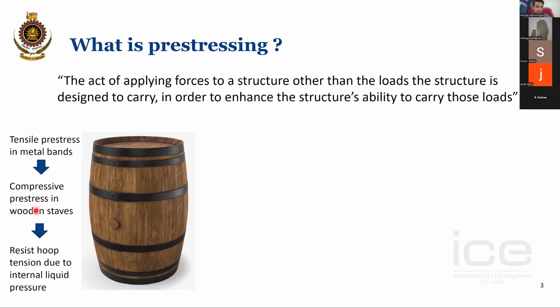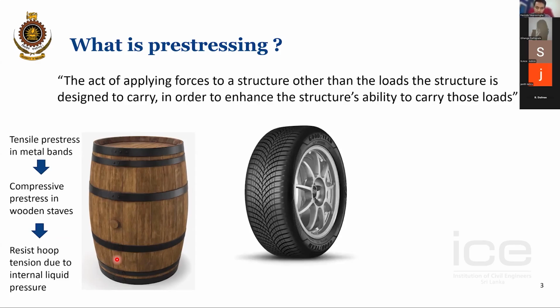So the act of applying a pre-stress on these metal bands has actually enhanced the capacity of the wooden casket in terms of resisting the hoop tension, right? So if you take another simple example that you already experience every day, now all of our vehicles have a pneumatic tire on it, right?